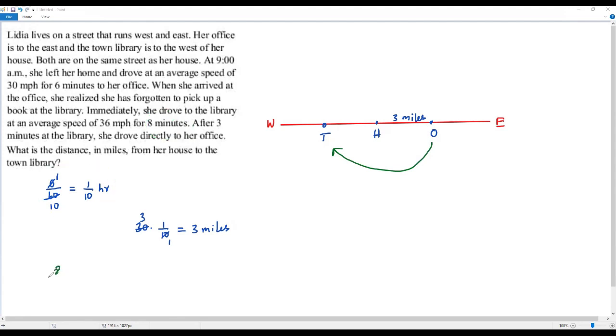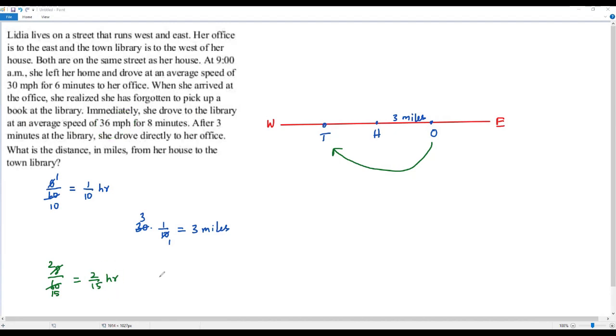For that, we have to divide the 8 by 60. So for 8 and 60, there is a greatest common divisor, that is 4. 4 goes into 8 2 times and 4 goes into 60 15 times. Then we get 2/15th of an hour. Now to get the distance from office to the town library, we have to multiply the speed 36 miles per hour and the time 2 over 15th hour.